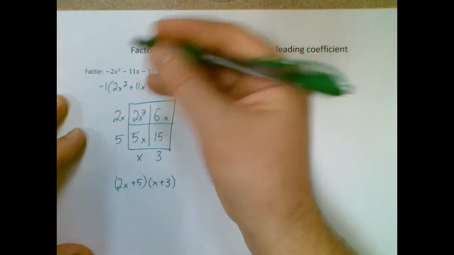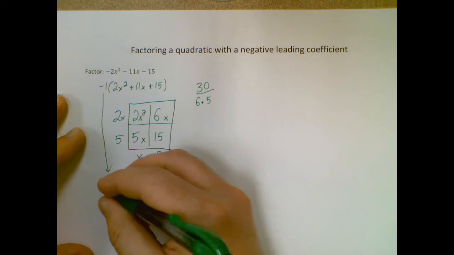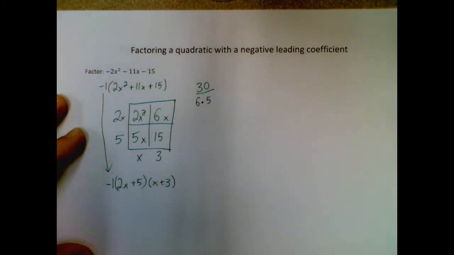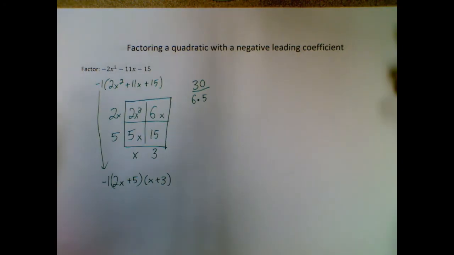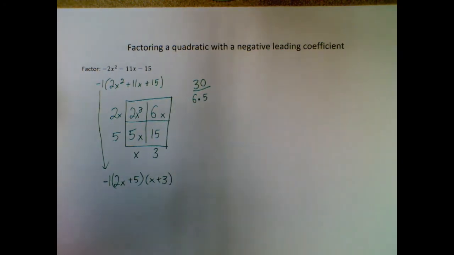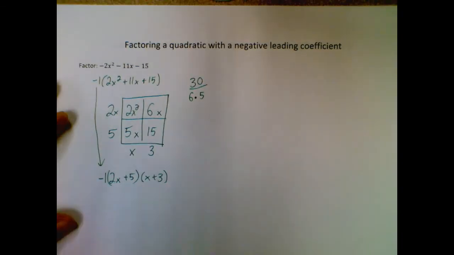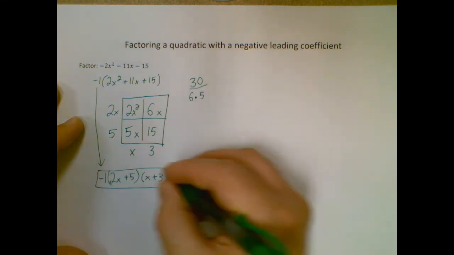Remember that negative 1 just trails right along down and becomes negative 1 outside my parentheses. And that would be true regardless of what kind of greatest common factor it was. If it was a 7, bring the 7 down. If it was a 15, bring the 15 down. In this case, it's a negative 1, so let's bring the negative 1 down. And that is as factored as it's going to get.